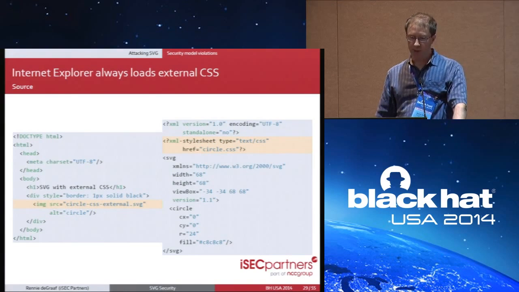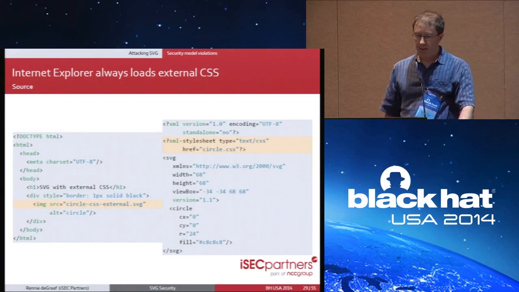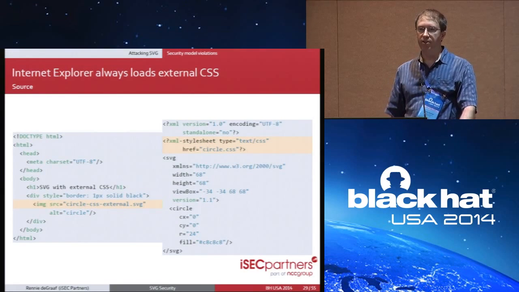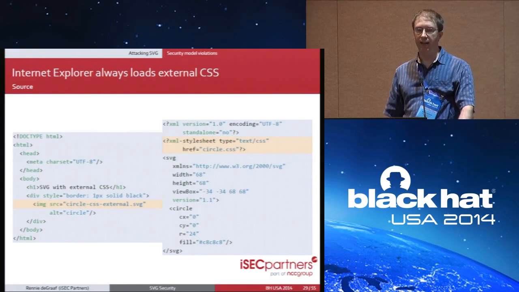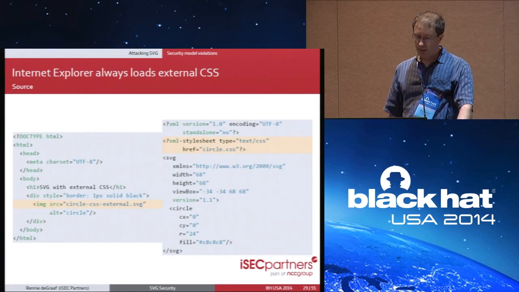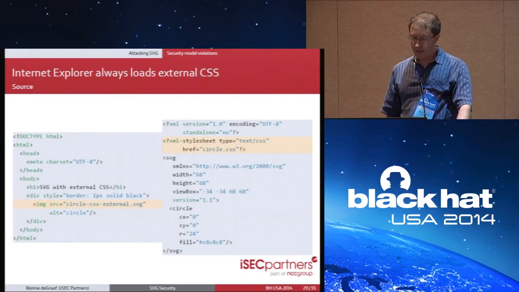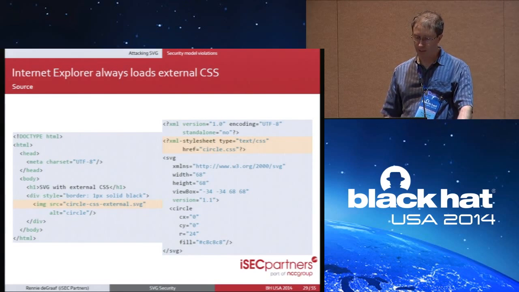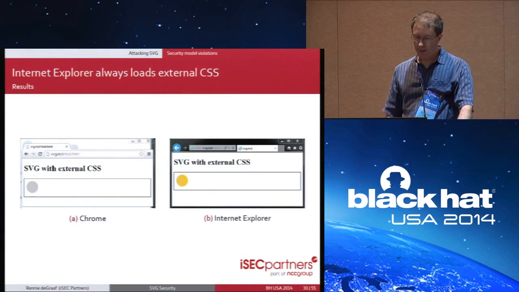So now let's get into some browser bugs. Internet Explorer has some issues with SVGs in static image contexts. In the HTML file on the left here, I load an SVG using an image tag, and inside that, I reference an external style sheet from the same origin. If I render that in Chrome, it behaves as expected. The style sheet is not applied. But if I render it in Internet Explorer, the style sheet is applied.